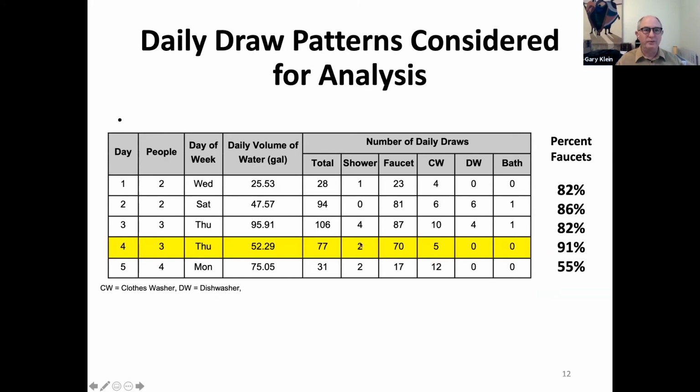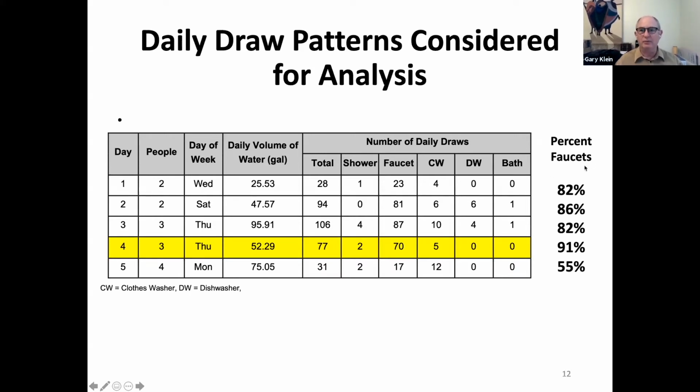So what we picked was the yellow line here, and it's 77 events: 2 showers, 70 faucet draws, and 5 clothes washer draws. That's not 5 clothes washer runs. The event happens 5 times for a cycle. That's what happens in the way it gets counted.